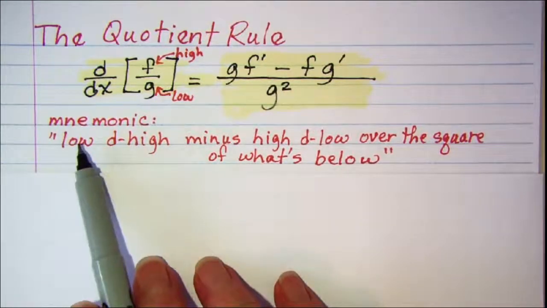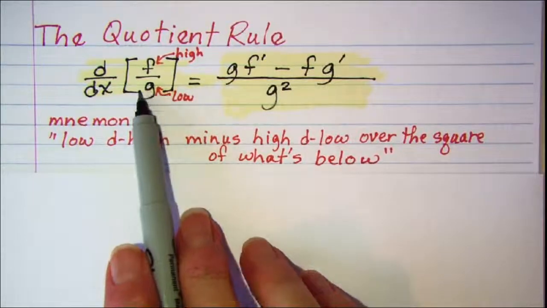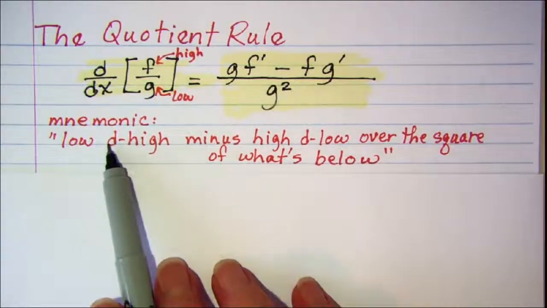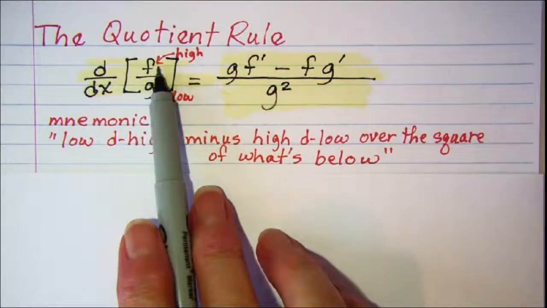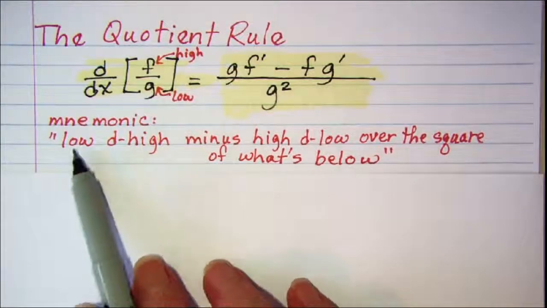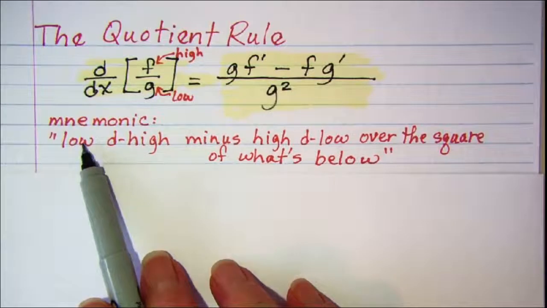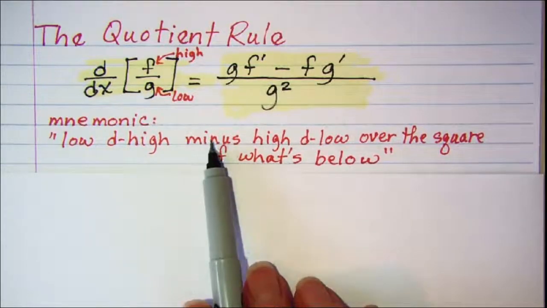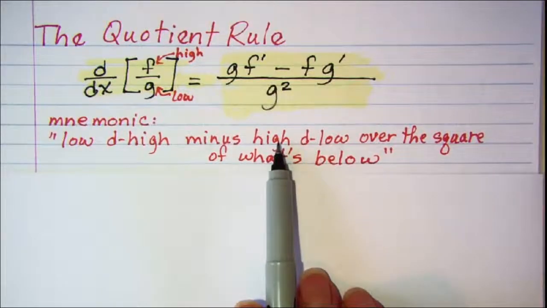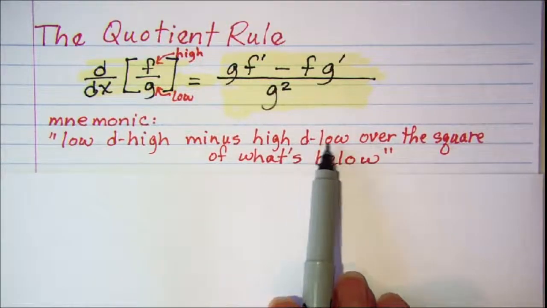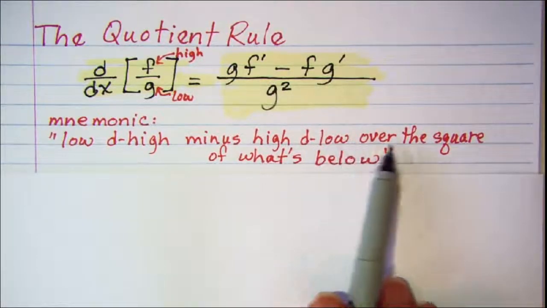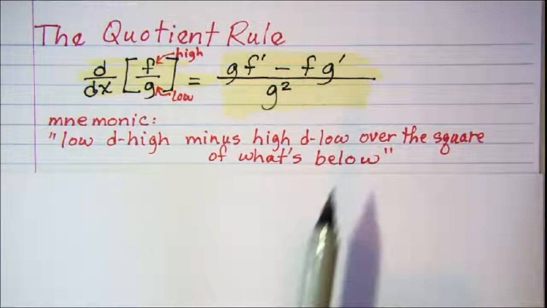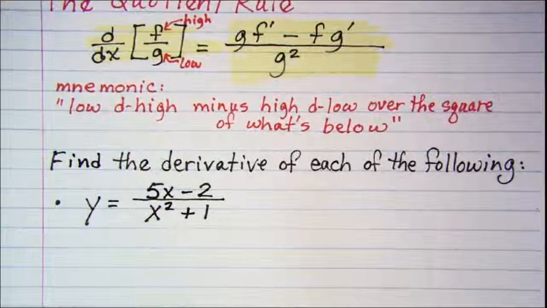So when we say low, that's our function in the denominator, and d high means the derivative of the function that's in the numerator. So we have the denominator times the derivative of the numerator minus the numerator times the derivative of the denominator all over the square of the function in the denominator. Let's do a few examples.